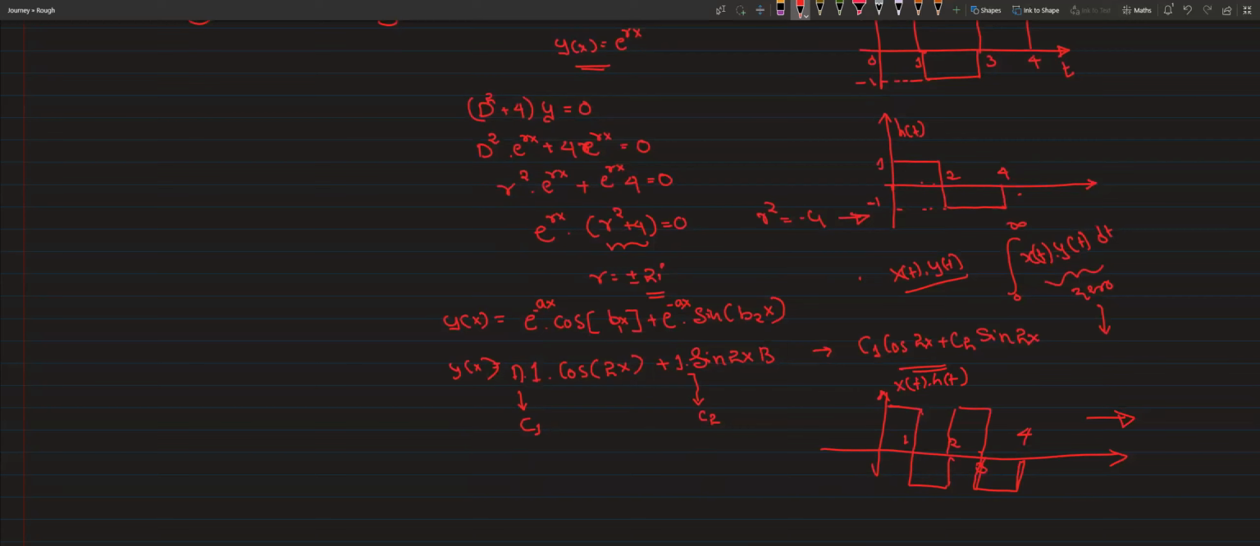See, it's the sum of all areas. Here it is positive area, and the same area is subtracted here, so this gets cancelled. Here it is positive and here it is negative, so this area also gets cancelled. When you add all the areas, it will become 0. This is negative area, this is positive area. That's why it's an orthogonal signal.